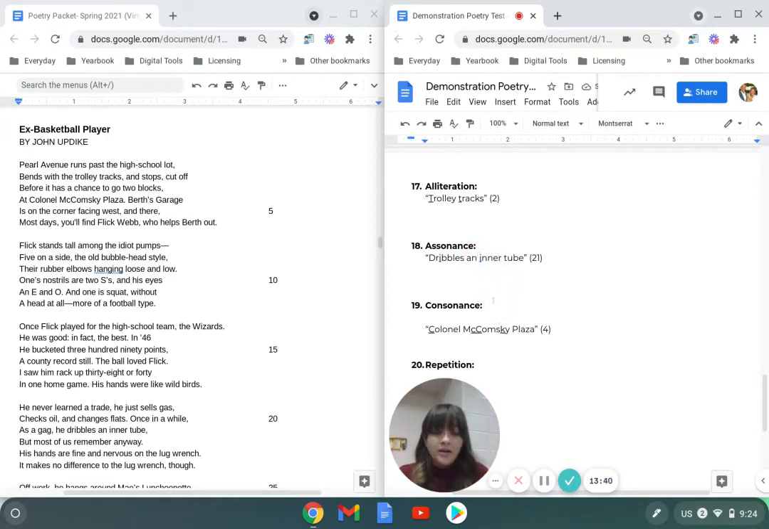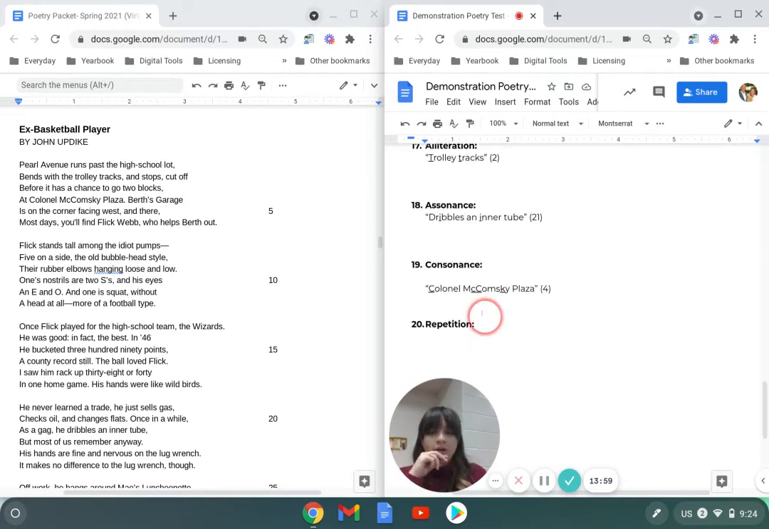You guys know I know all of the definitions of these words also. You are 100% allowed to use your notes and your poetry terms slideshow while you're filling this out. If you can't remember what assonance means or you need to look at an example of it, go ahead. You're 100% okay to do that. Okay, there's no repetition in this poem.